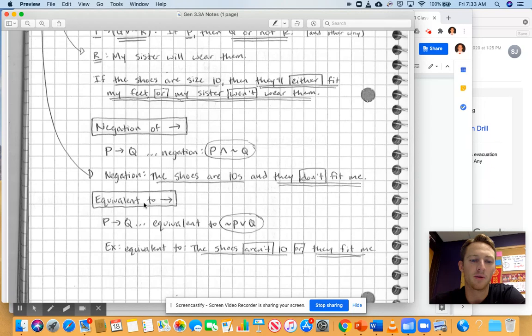And then an equivalent statement to if P then Q would be not P or Q. So either it doesn't happen and then we don't have to worry about Q because we didn't promise it, or Q happens for sure. And if Q happens for sure, then we know that P happened beforehand. So this example would be the shoes aren't 10s or they fit me, because we had not P, or Q, they did fit.